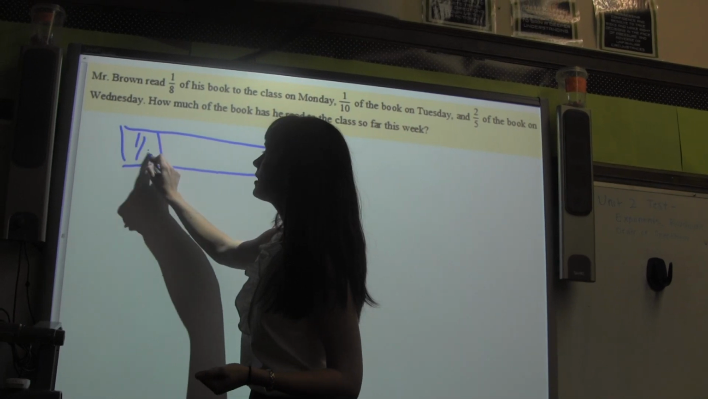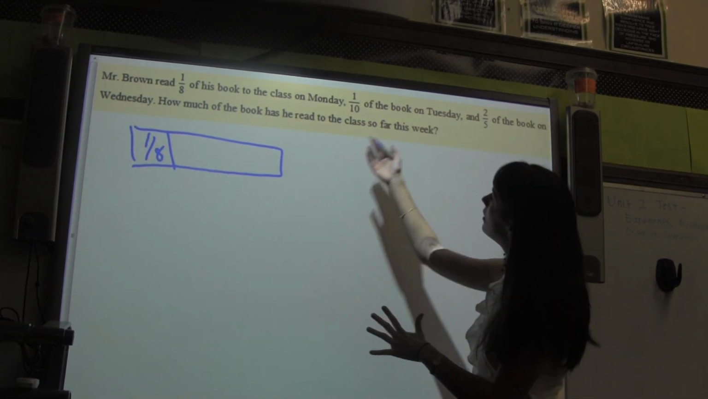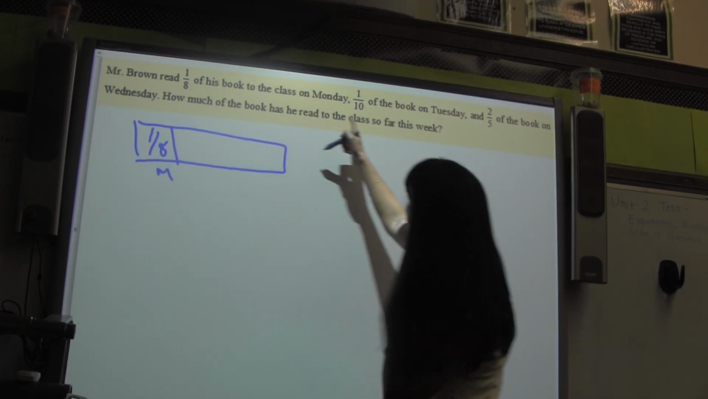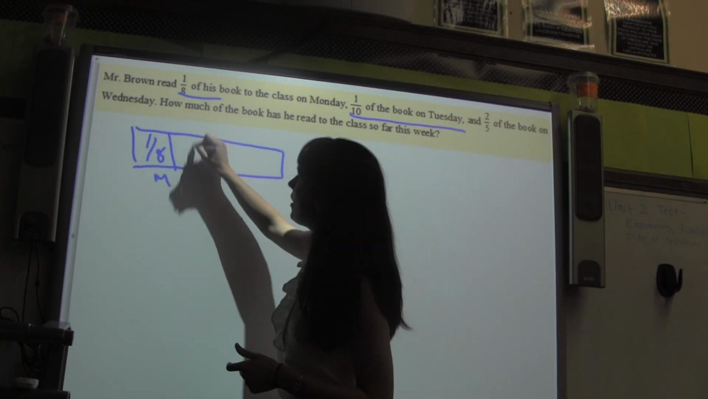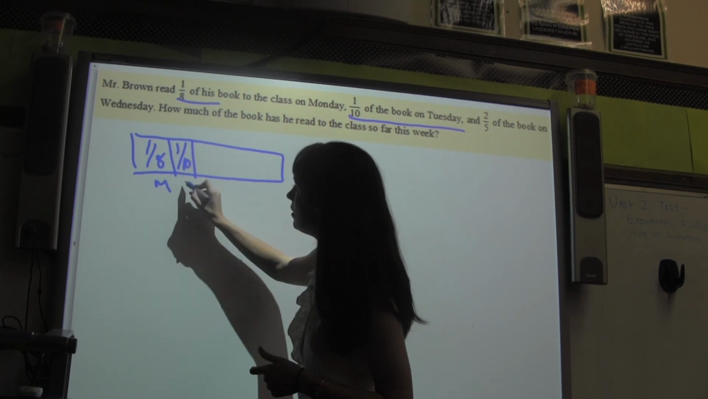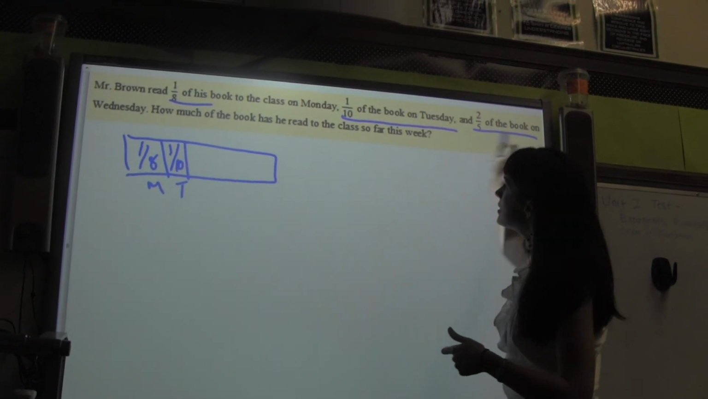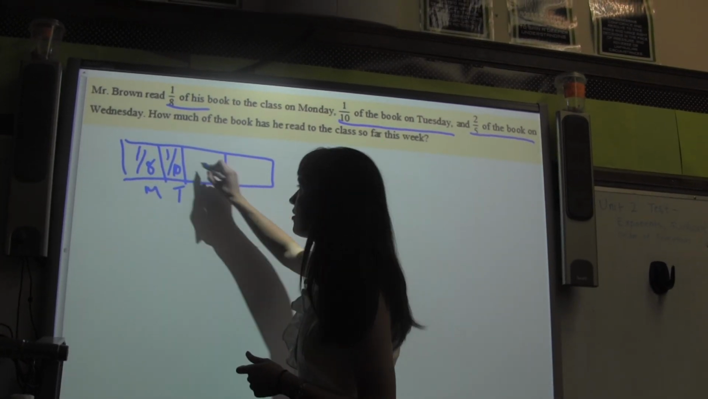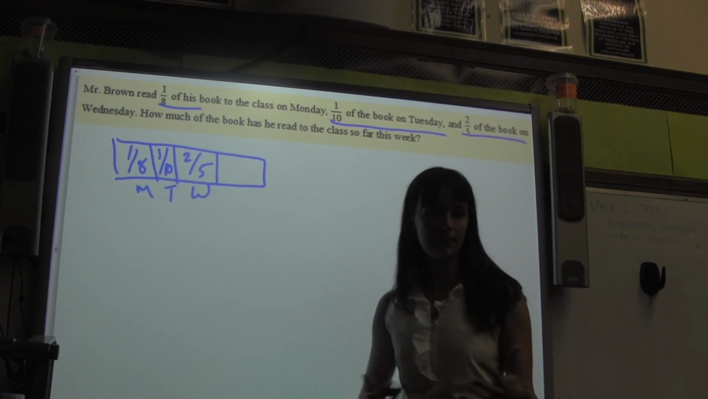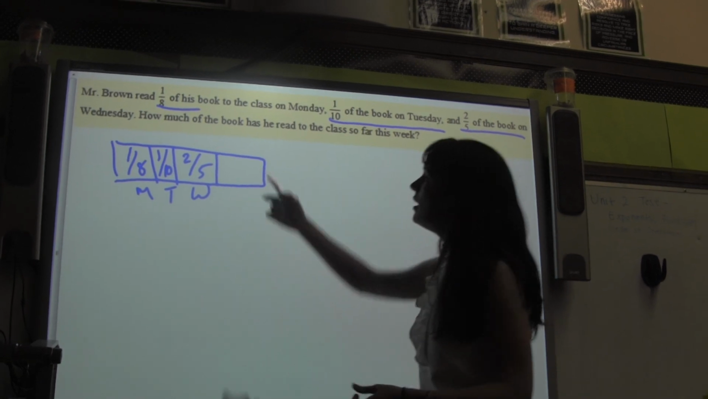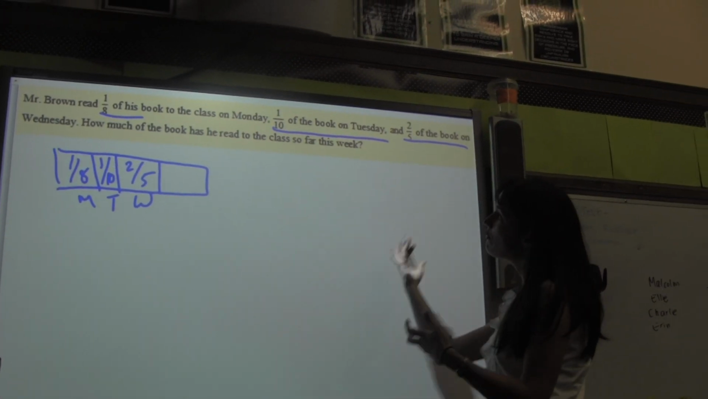So 1/8 of the book is how much he gets through on that first day. So this is like Monday. Then he comes in, that was Monday. 1/10 is Tuesday. So there's another fraction he reads on Tuesday. And then 2/5 of his book on Wednesday. So then there's another fraction, 2/5 on Wednesday. Notice it really didn't matter what size I'm cutting. I'm just trying to understand what's going on. How much of the book has he read to the class so far this week?